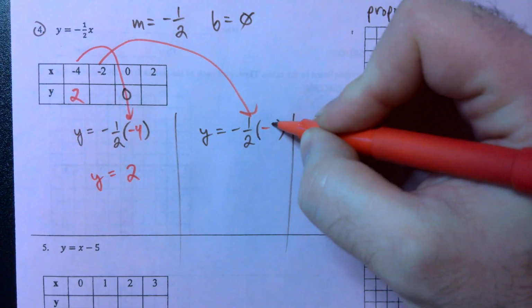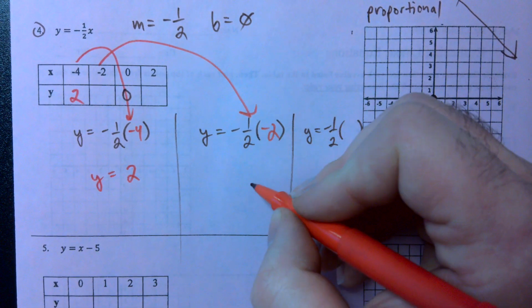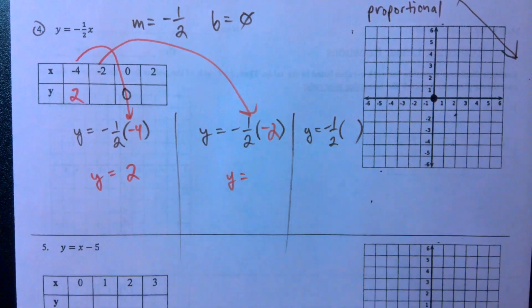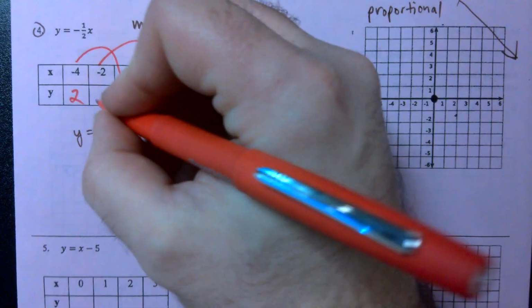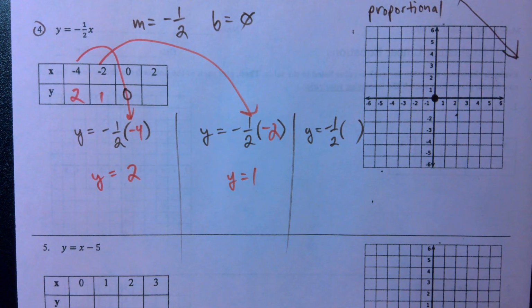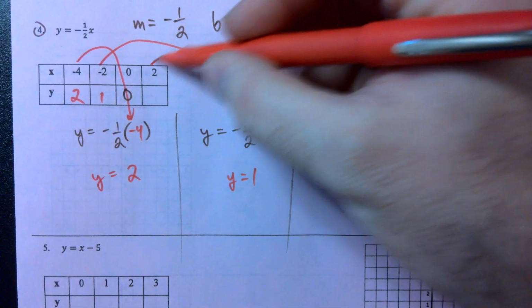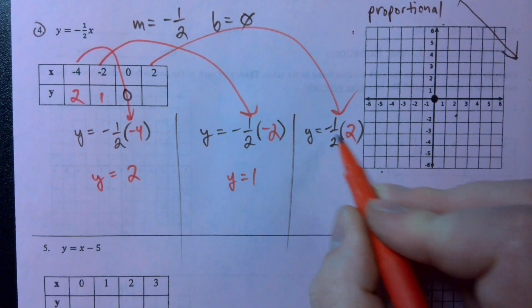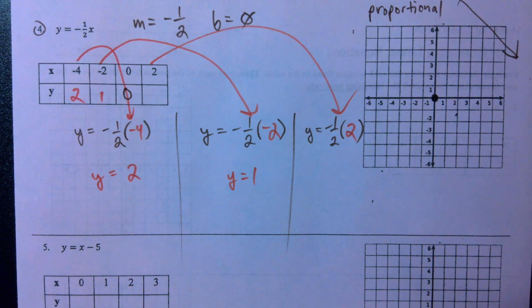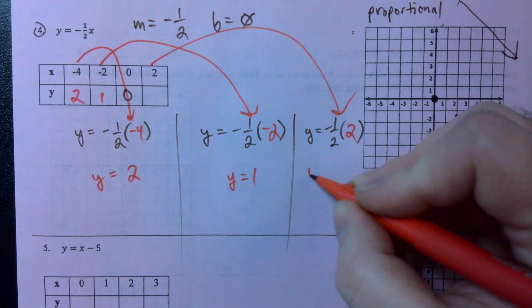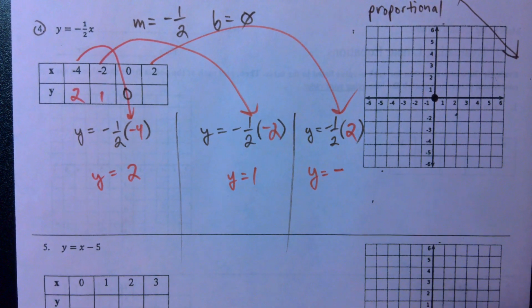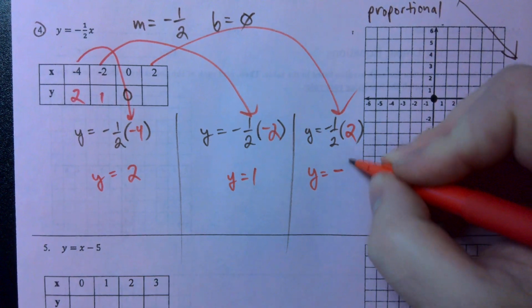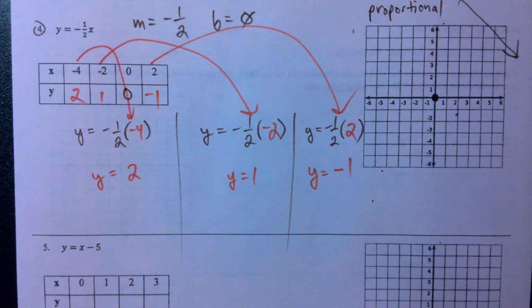Now I'm going to plug in negative 2. Again, a negative and a negative give me a positive. And what is 1/2 of 2? 1. Just 1. I can skip my 0, plug in positive 2. This time I have a negative times a positive. What's that going to give me? A negative times a positive? Negative. A negative. And what's 1/2 of 2 once more? Just 1. So I get negative 1.